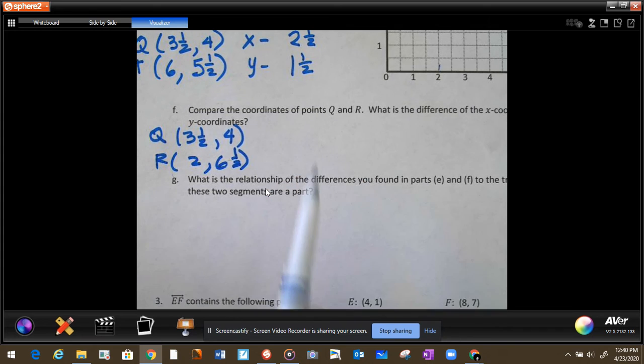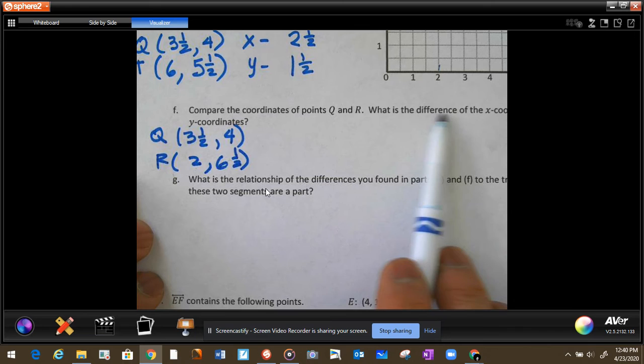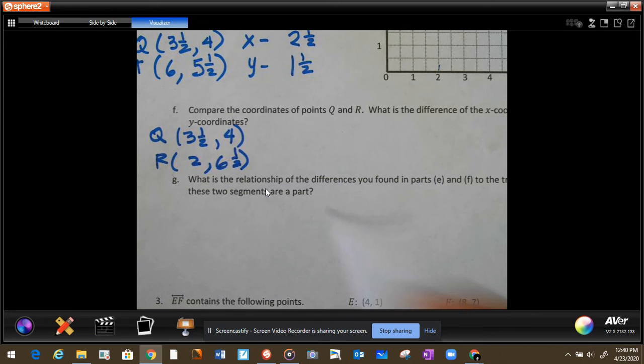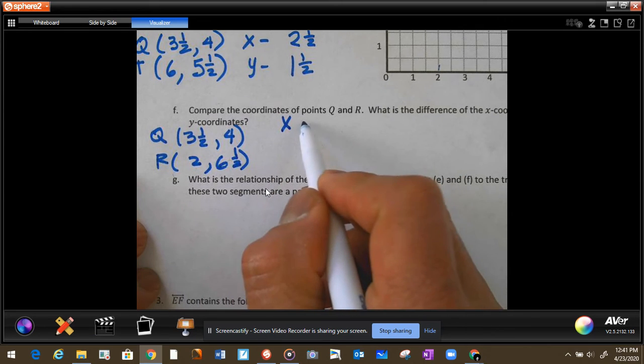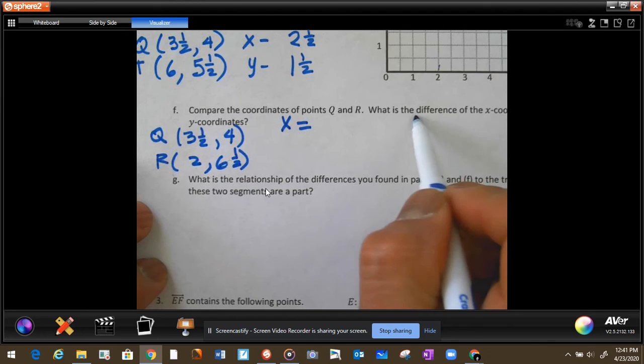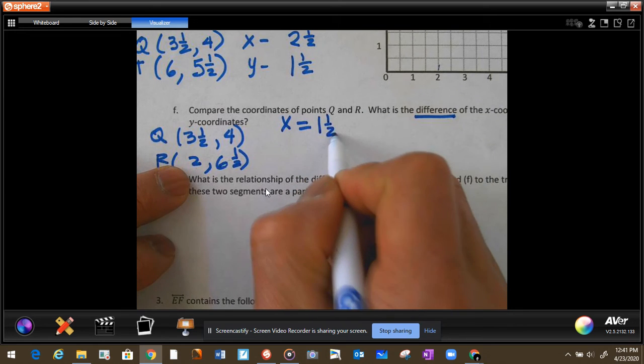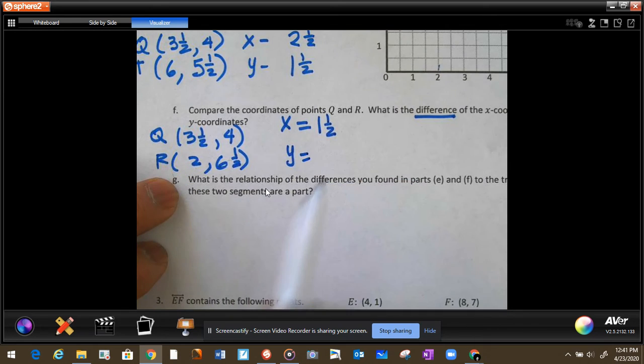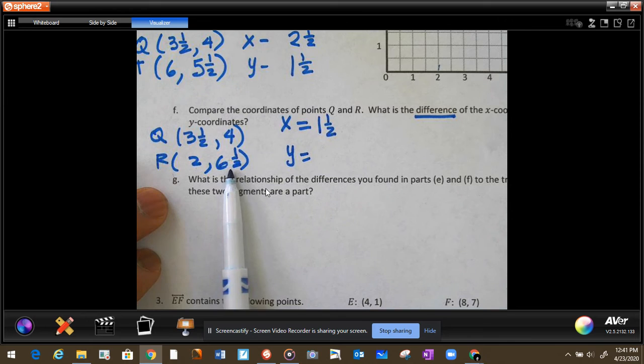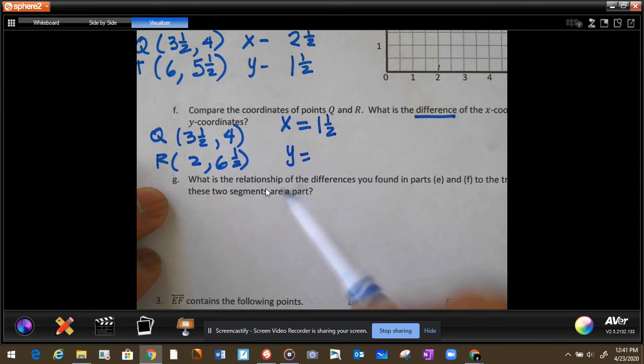Okay, now it says compare the points. What is the difference of the X coordinates? Again, we're going to find out the difference between them. Between the X coordinates, X is right here, so the difference is 1 and 1/2. And what is the difference between the Y coordinates? The difference between these two is 2 and 1/2.